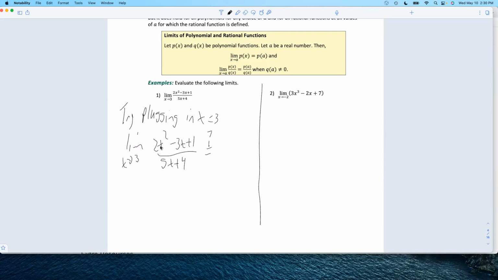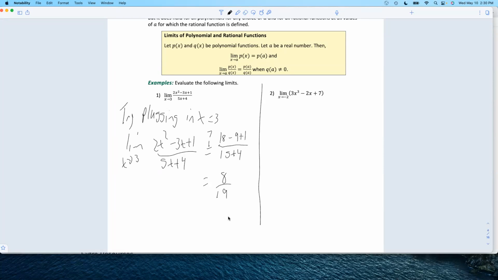So 3 squared will be 9 times 2 will be 18 minus 9 plus 1 over 15 plus 4. You guys definitely check my arithmetic there. So I think that's 9 minus 1 is 8 over 19. I tried plugging it in and I got a number. I'm done. That's my answer.